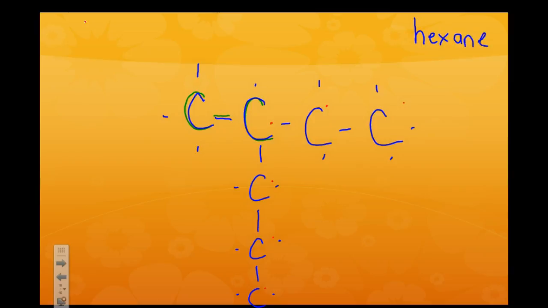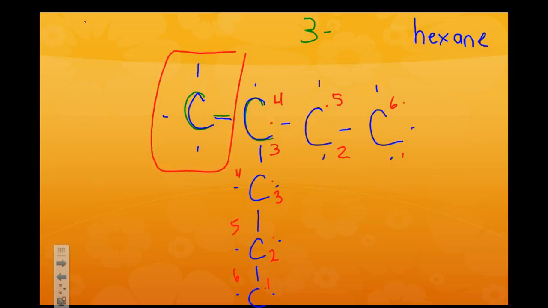Next comes the numbering. So carbon 1, 2, 3, 4, 5, 6, or carbon 1, 2, 3, 4, 5, 6. Which numbering am I going to use? 3. Yes. Couldn't you go over from left to right? What is the name of that branch? Methyl.